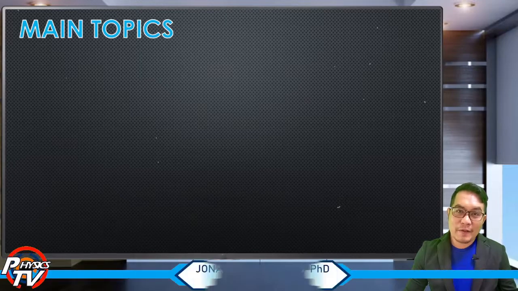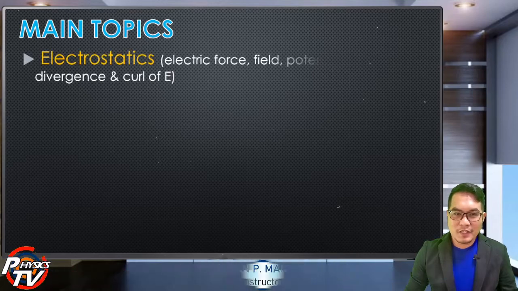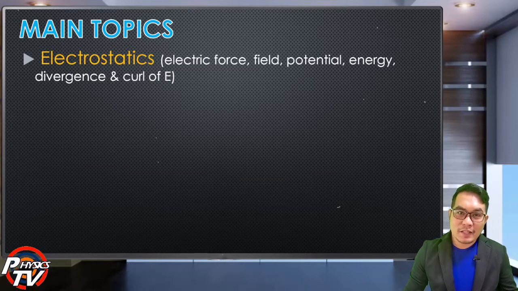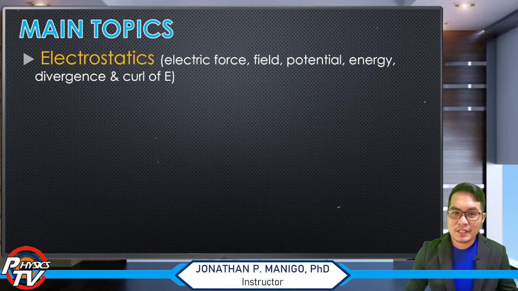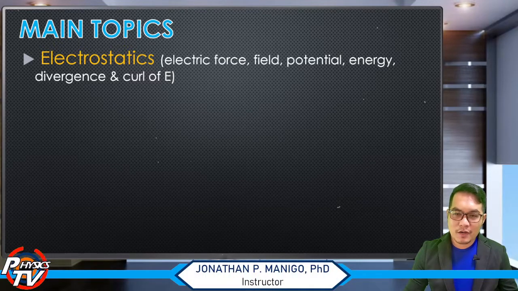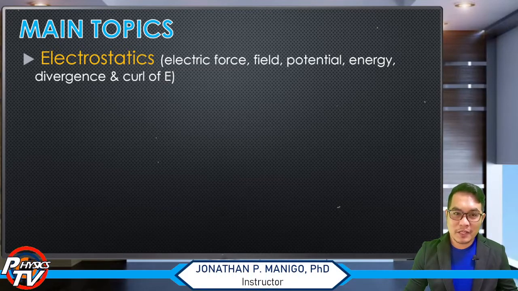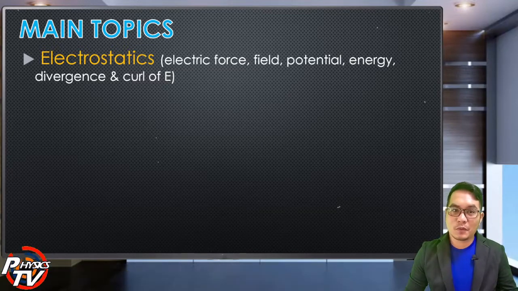So there will be 5 main topics for this course, which will correspond to 5 chapters. The first chapter will be on electrostatics. We will define electric force, electric field, electric potential, electric energy, potential energy, divergence, and the curl of the electric field. Our progression of the topics will be similar to that of the undergraduate electromagnetism. Start from electrostatics, and then we'll go to magnetostatics.